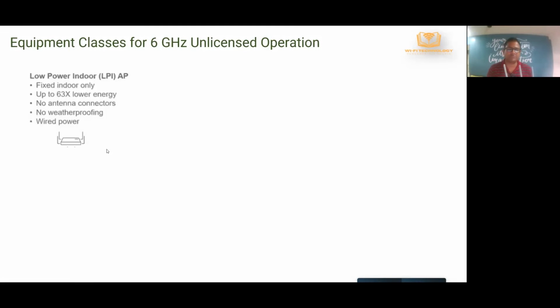They'll be transmitting at a very low energy in the 6 gigahertz spectrum, which means that they will most likely not be interfering with any of the incumbents, any of the external technologies that are currently using the 6 gigahertz. So we transmit at a very low energy. There are no detachable antennas.